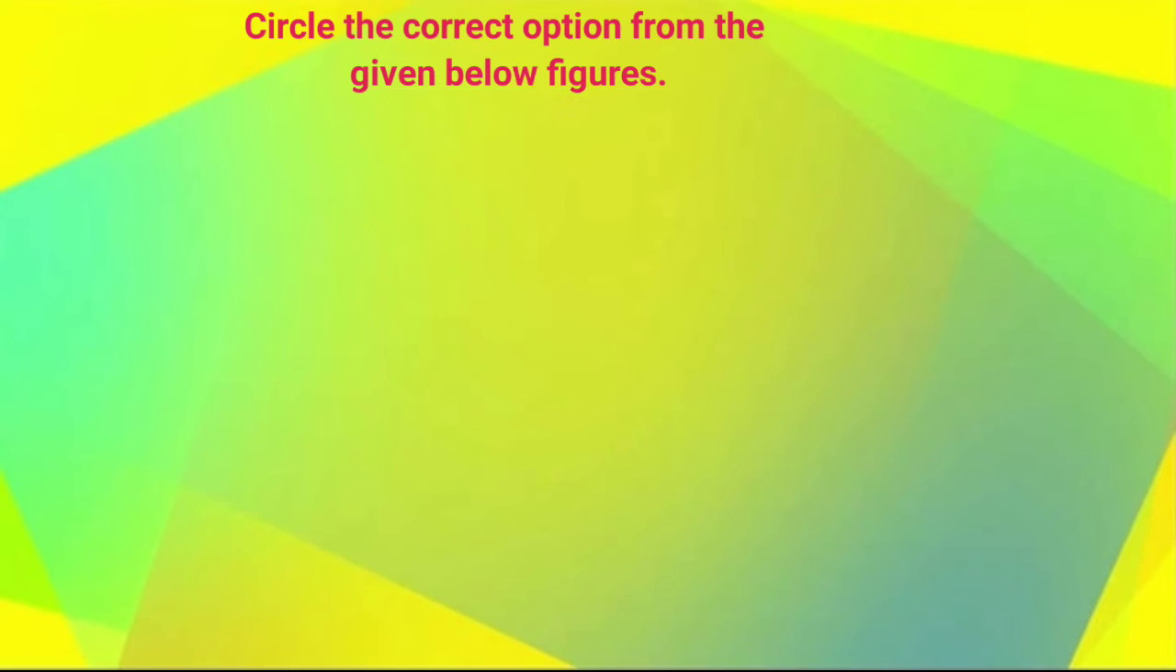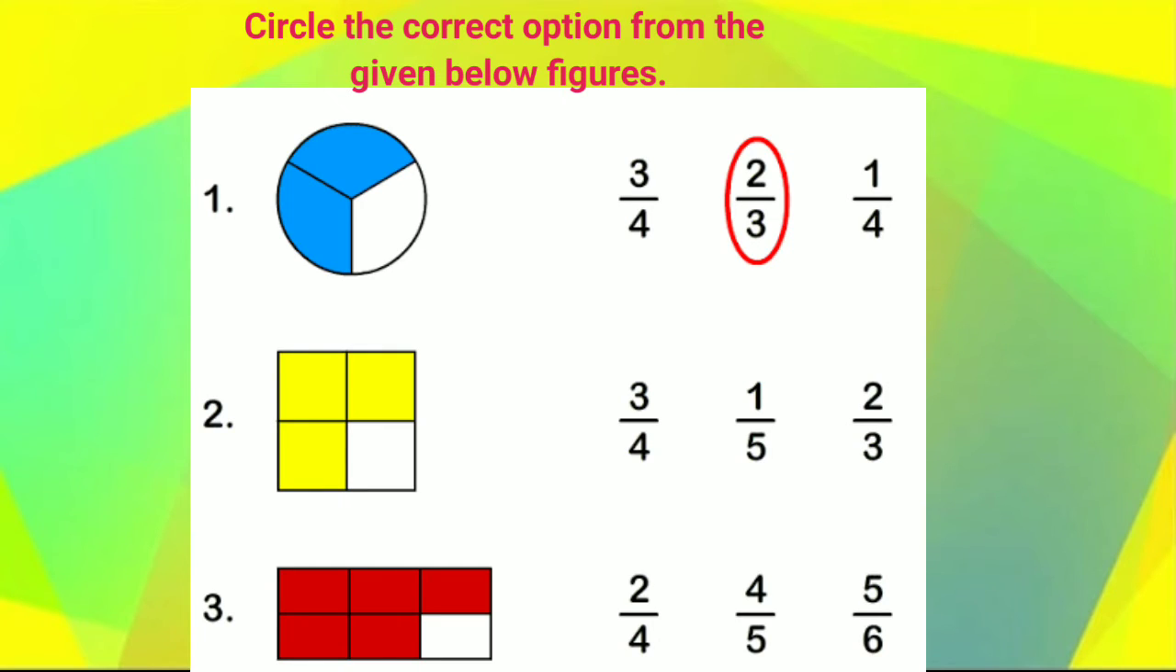Okay children, now we will understand some examples. Here, circle the correct option from the given figures. First one. In the first one you can see a total of 3 parts. Out of 3 parts, 2 parts are shaded. So the answer will be 2/3. Second one.